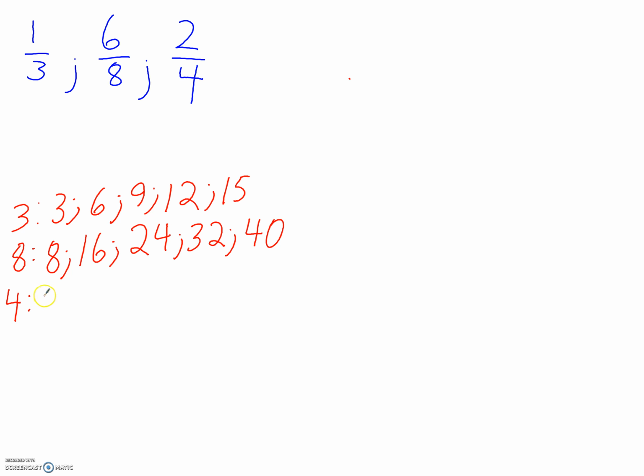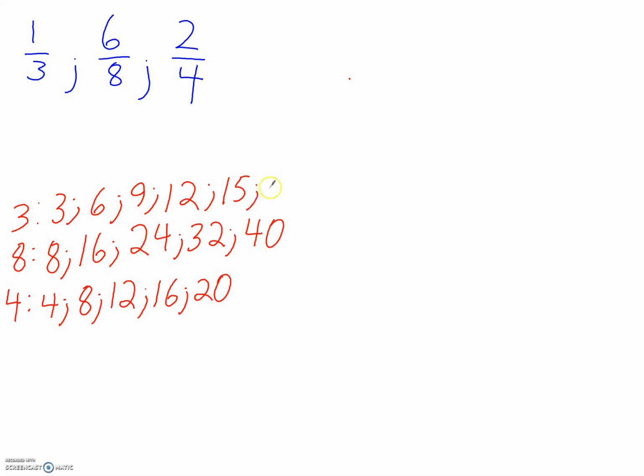And for 4, it would be 4, 8, 12, 16, 20. Now we see some common multiples on our list. Like for example, 4 and 8 have 8 as a common multiple, and 4 and 3 have 12 as a common multiple. But they have to be a common multiple on all 3 lists. So the kids are going to have to keep on going if they cannot already tell that 24 will work.